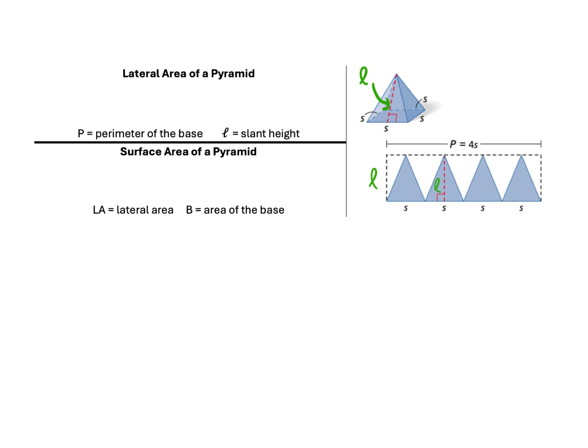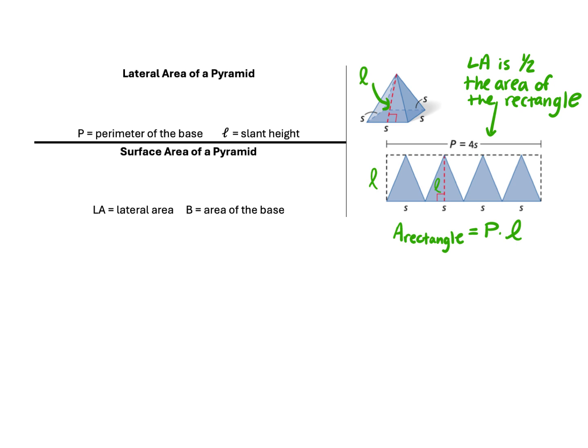So if I were to find the area of the rectangle, it would be P times L. But you'll notice that the lateral area is half the area of the rectangle. So that gives us, if the rectangle's area is P times L, the four triangles, or any number of triangles, depending on what our base is going to be, that P times L divided by 2. So that is our equation for lateral area, where P is the perimeter of the base.